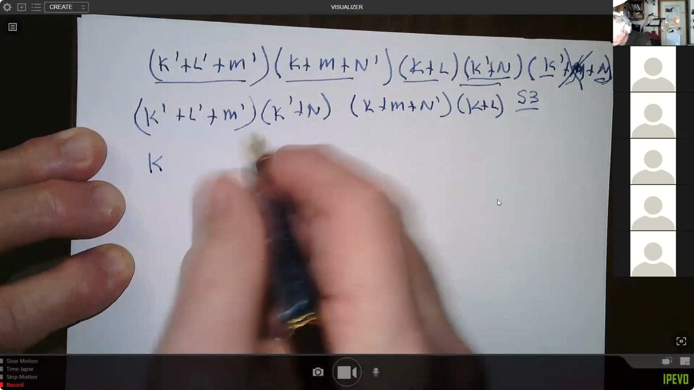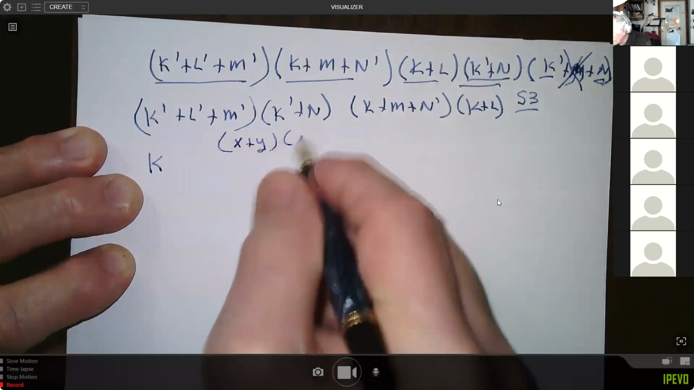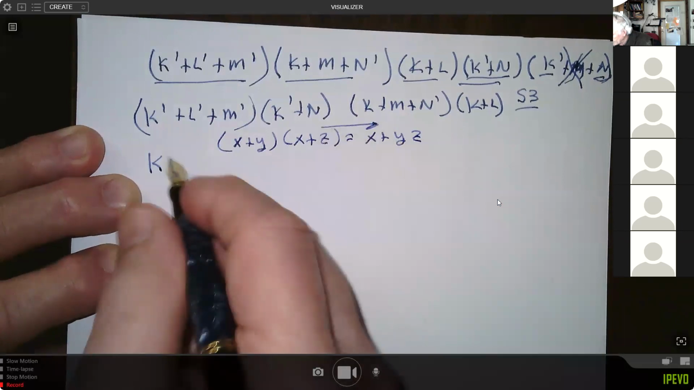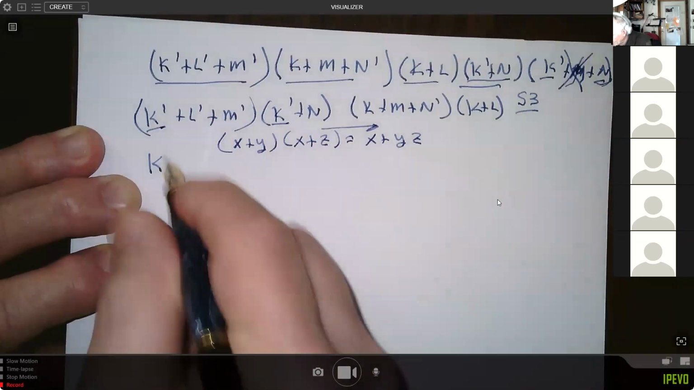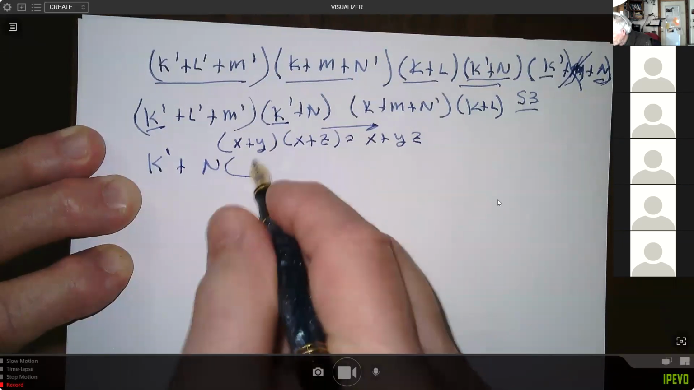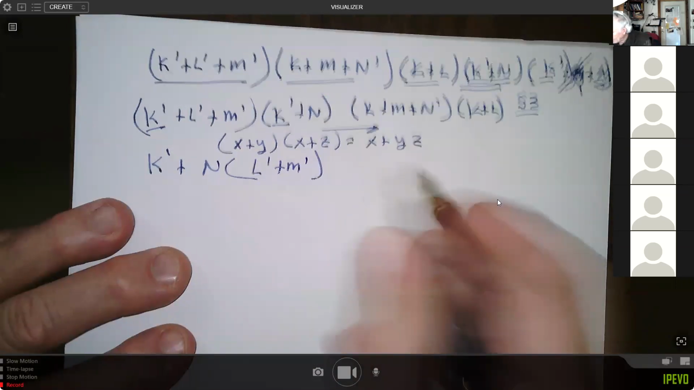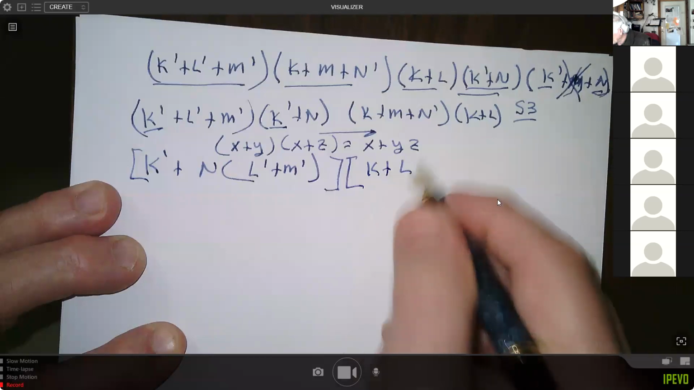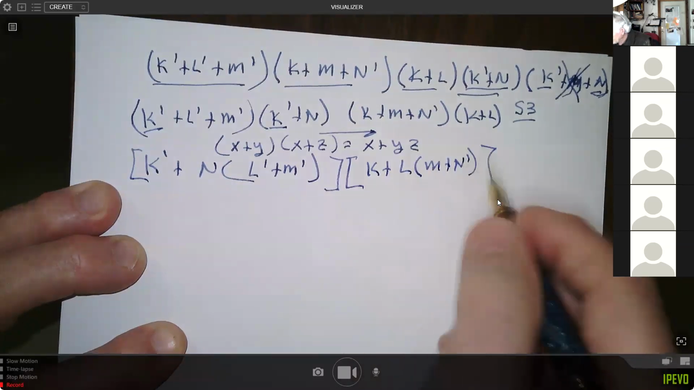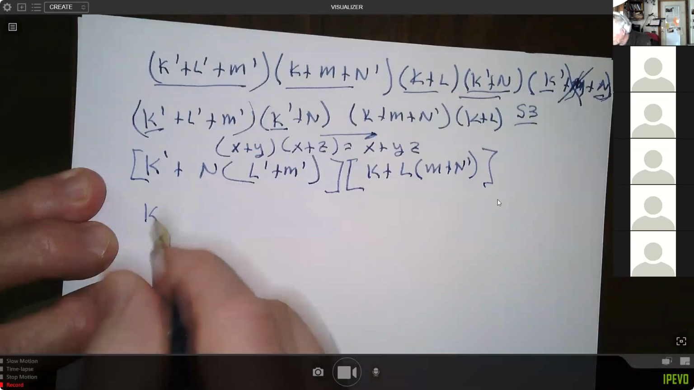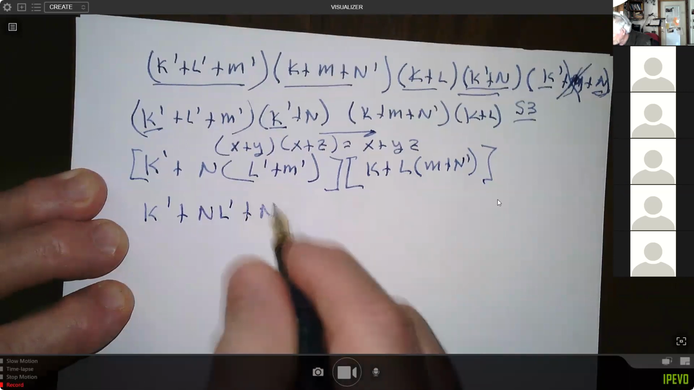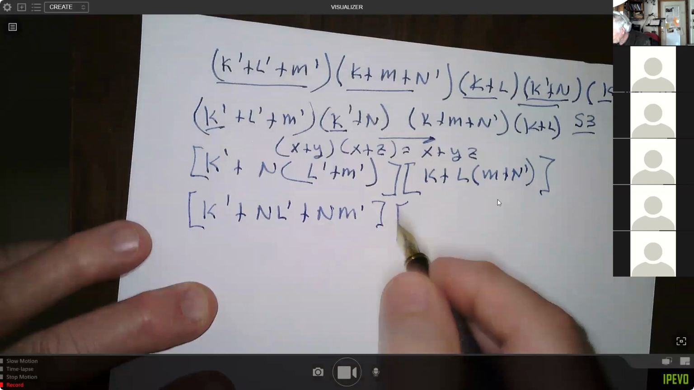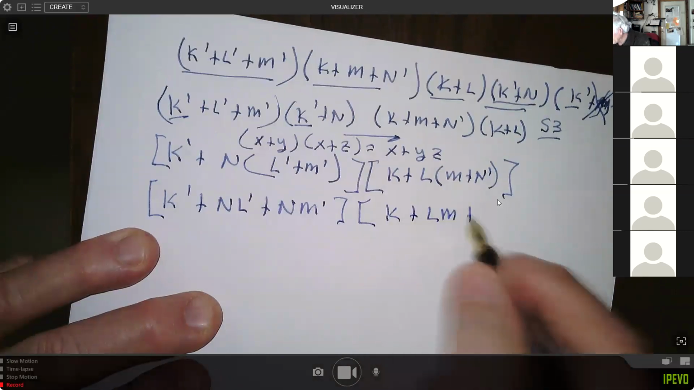we're going to use the second distributive law. Remember, X plus Y, quantity times X plus Z equals X plus YZ. And we're going to apply it in that direction. So in this case, we have K prime as X. So it's K prime plus N times the quantity L prime plus M prime. And then all that times K plus L times M plus N prime. Now we can distribute the L in, so that gives us K prime plus N L prime plus N M prime times K plus LM plus LN prime.